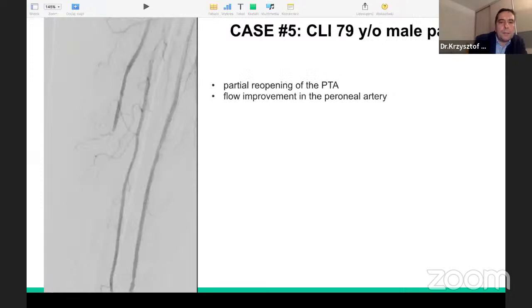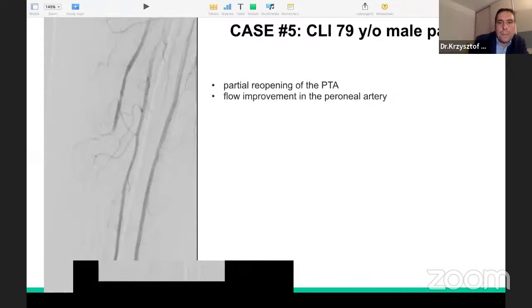And as far as I know, after 30 days, I didn't write it here, but the patient is well and there's no problem with wound healing. But it was, I don't know, maybe 2 months ago. So we are still having him in the outpatient clinic. However, the wound healing, or ulceration healing, is okay.